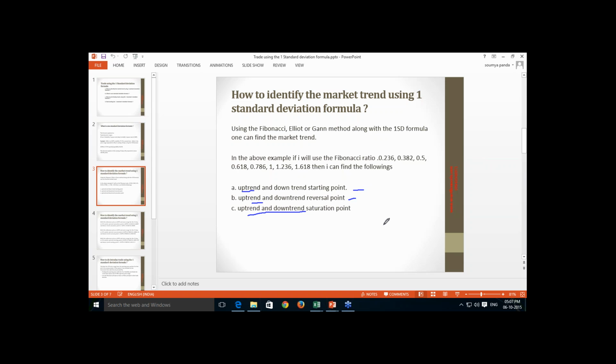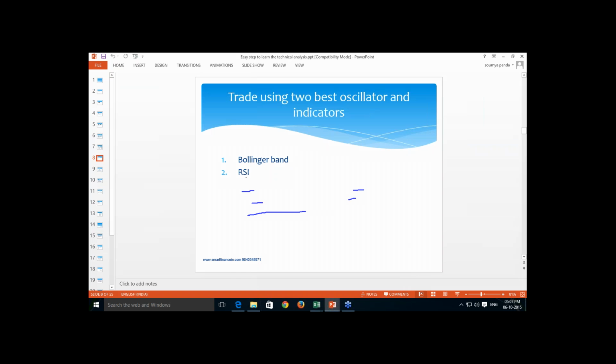When my trend will start, when my trend will reverse, when my trend will saturate, meaning from there onwards I may not move forward. Maybe I will take a pause, maybe I will go for a consolidation phase. That is your saturation point. So these are the three objectives we always need to identify in our analysis.